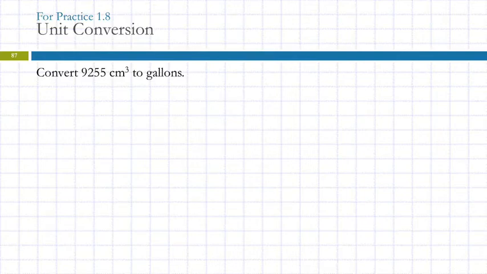Convert 9,255 cubic centimeters to gallons. So this just popped up here because I don't ever remember this one. But this is from the table. 1 gallon is equal to 3.785 liters. So approaching this problem, we look at our given unit, that's the one with the number, and the unit we're trying to find.